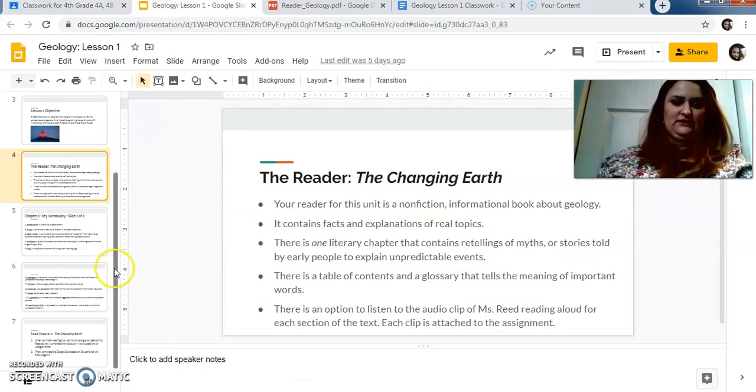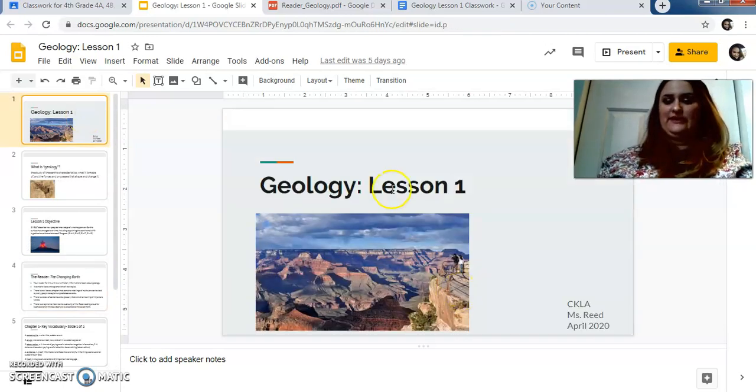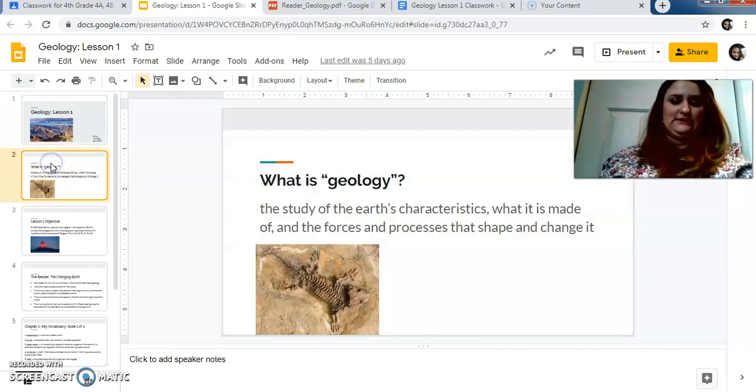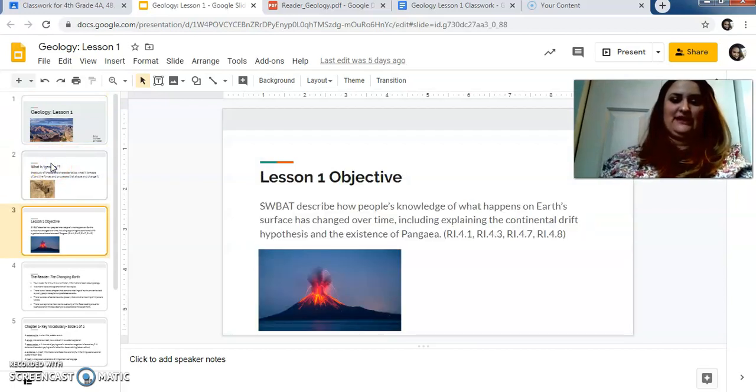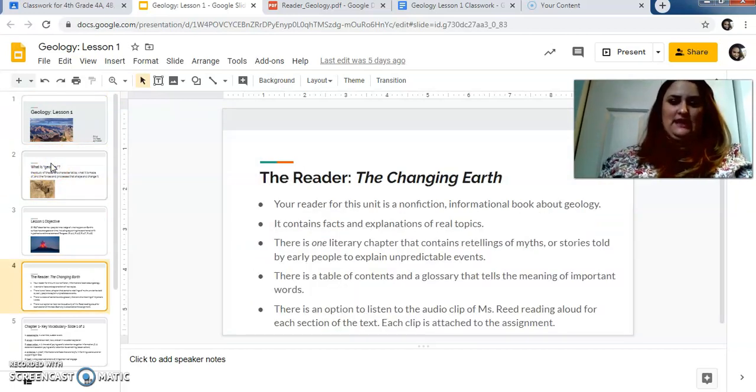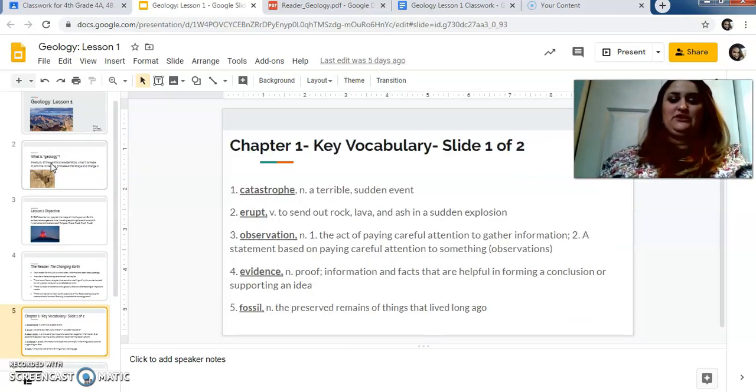When you open it, it'll look like this on the first page. You're going to go through this, and it's going to talk about what geology is. It's going to talk about our objective for today. It gives you a little bit of information about your reader. You're going to be doing chapter 1 today, and these are the key vocabulary words.